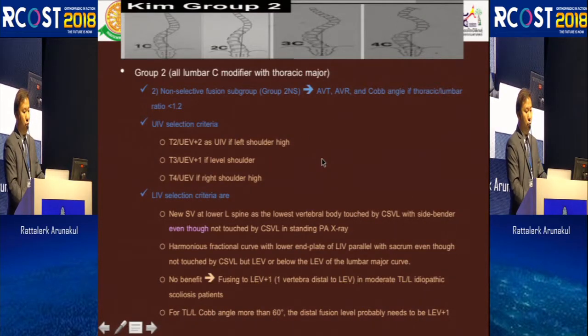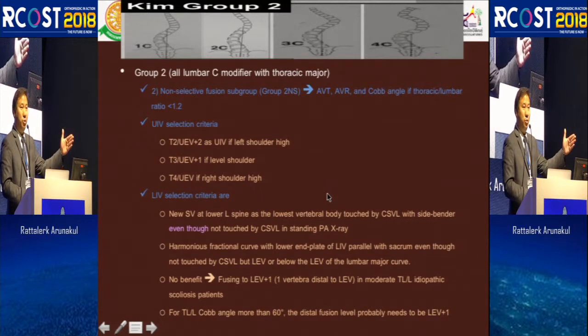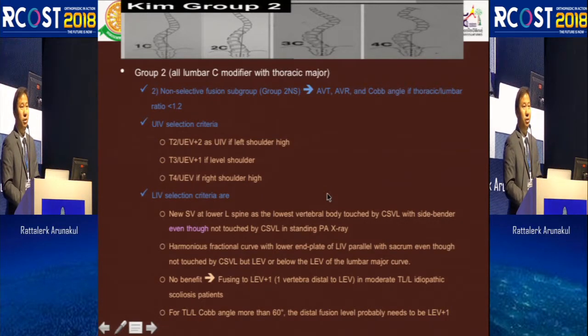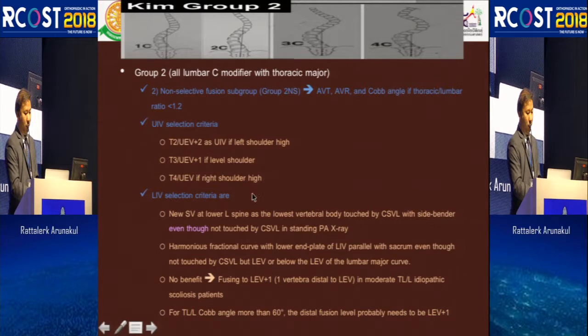This is group 2, a non-selective fusion subgroup. So the ratio is less than 1.2. The upper is going to be the same, but for the lower, you have to include the lumbar curve. If anyone wants to read it, I think I have to go.